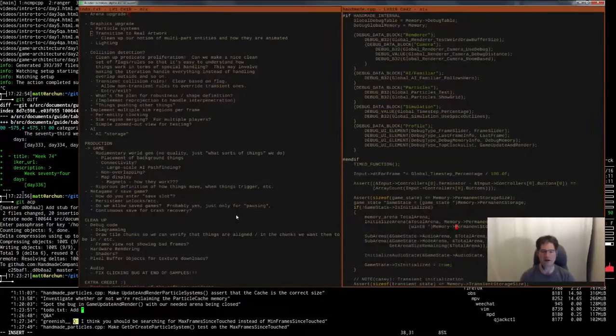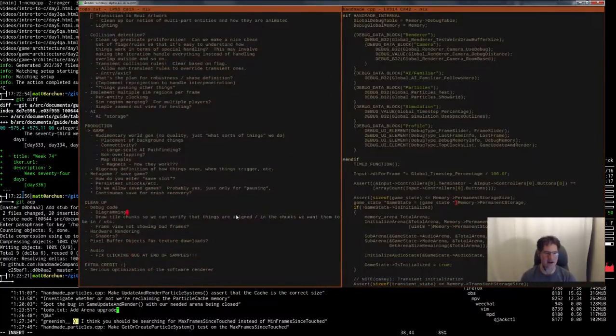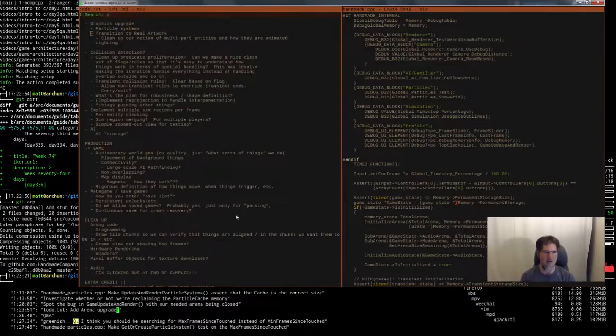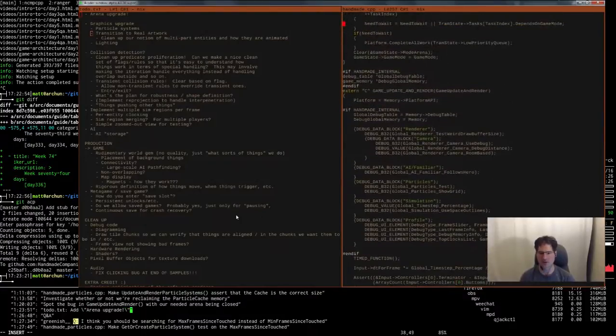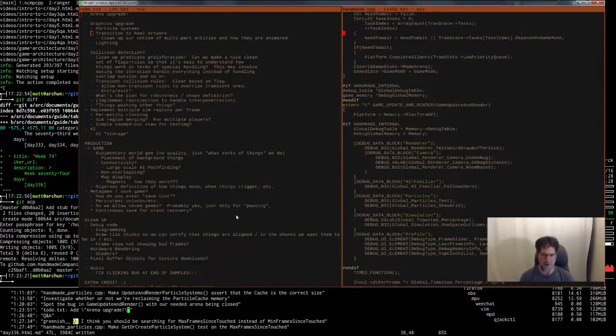I think we may change this from Particle System Week to Arena Week because I don't like the way that is, and I think I had it on the list for a while to show how to make those things grow dynamically as well, so you wouldn't have to worry about saying how much memory you're going to use ahead of time if you didn't want to.